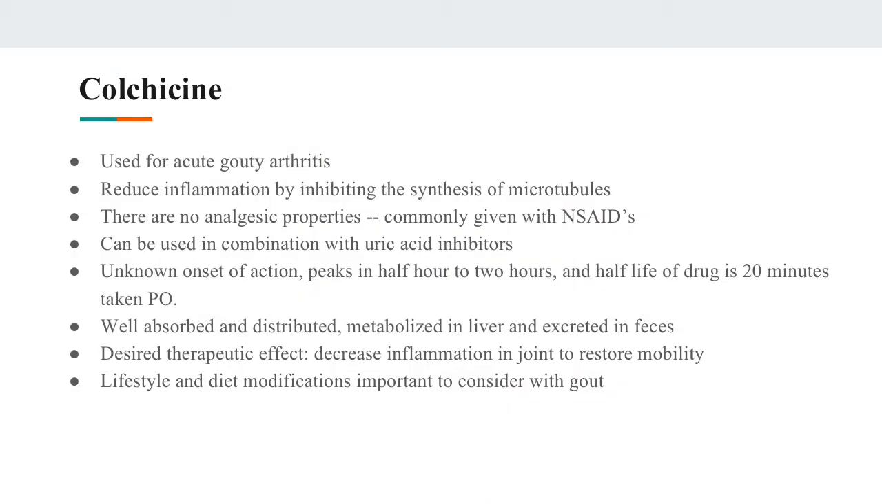The indication of the drug colchicine is used commonly for acute gouty arthritis. It will reduce inflammation in the joint by inhibiting the synthesis of microtubules, which are structures that help white blood cells infiltrate an area. This medication does not have any analgesic properties and therefore is mostly used with NSAIDs. Although by reducing the inflammation with this drug, it will overall reduce the pain that is being experienced.